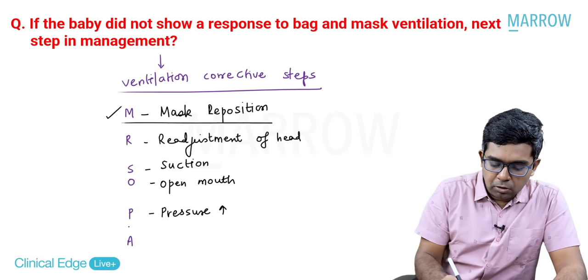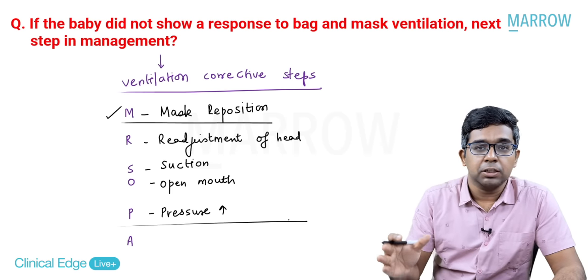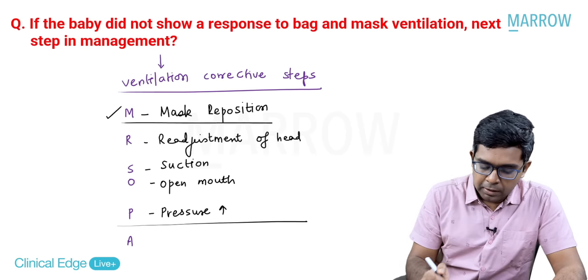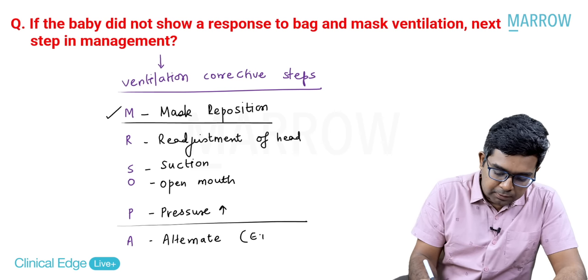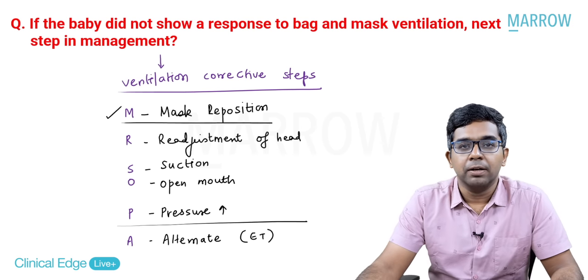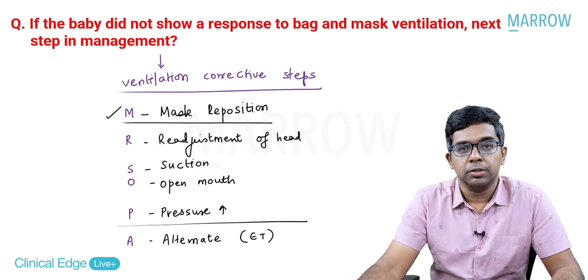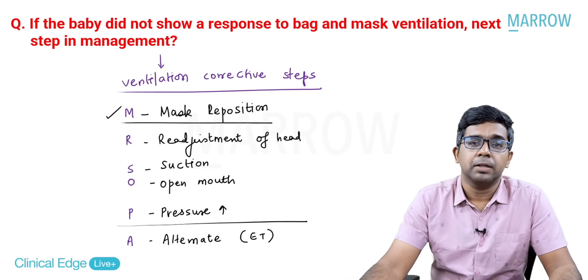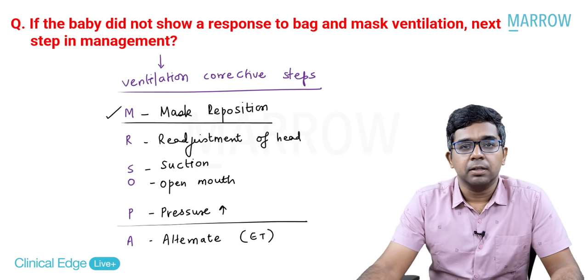And even after all of these, if there is still no response, it means the bag and mask ventilation is actually not effective in that baby. Then you have to go for the alternate. What is the alternate? The alternate is to put an ET, endotracheal tube. These are the steps which you will do whenever you don't get a response to bag and mask ventilation. The first thing you do is always mask reposition, and that will be the answer for this particular question. So that's about clinical vignette number 3.